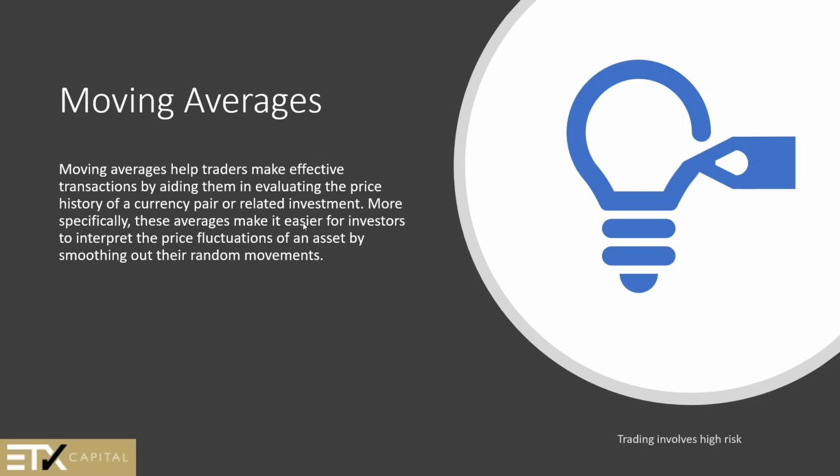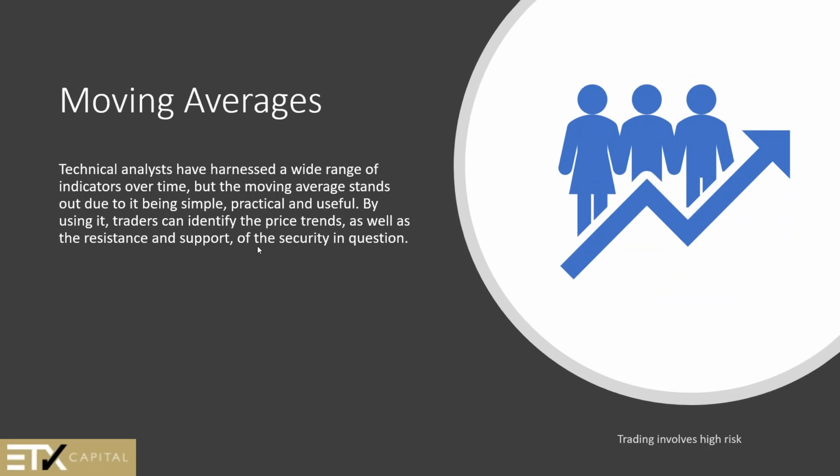Now, what a moving average does, it kind of takes the noise out of the market. As we all know, the markets bounce around all day long, moving up and down in all directions. And sometimes you can't see the forest through the trees. Moving averages, or a moving average, will help you see past this. It'll smooth out the price.